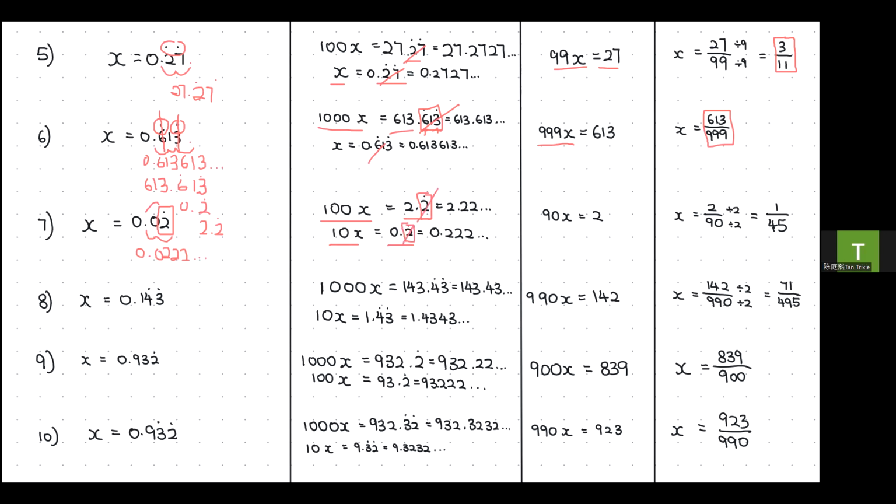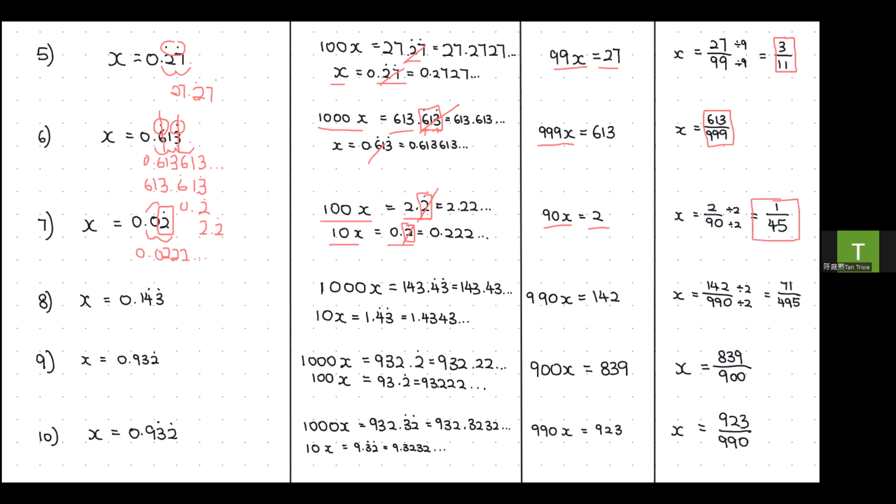100x minus 10x equals 90x. 2.2 recurring decimal minus 0.2 recurring decimal, you will get 2. Remember not to minus the wrong 100x and 10x, because most people will make this silly mistake. So when 90x equals 2, x will equal 2 out of 90. Then simplify the answer, divide by 2, equals 1 out of 45.